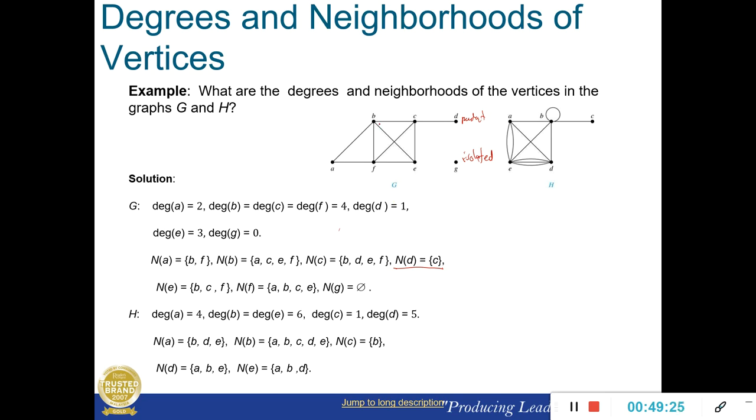So you can see only one B-E, B-F. So this is a simple graph actually. H is not a simple graph because it has multiple edges. Degree of A is 4: 1, 2, 3, and 4. Degree of B and degree of E: for B, 1, 2, 3, 4, 5, 6. So the degree of B is 6, and so on. The neighborhood of A is B, D, and E, and so on. So this is a pseudograph.